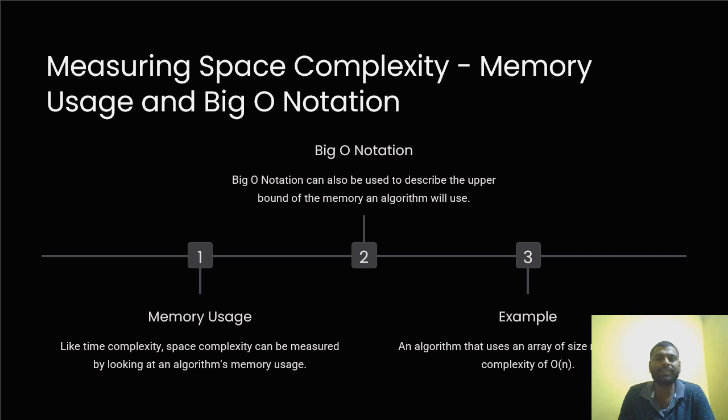Measuring space complexity, memory usage and Big O notation. Big O notation can also be used to describe the upper bound of the memory an algorithm will use. Memory usage: like time complexity, space complexity can be measured by looking at an algorithm's memory usage. Example: an algorithm that uses an array of size n has a space complexity of O(n).